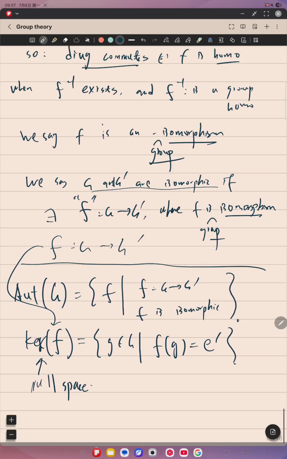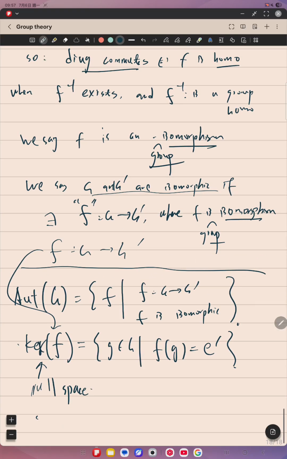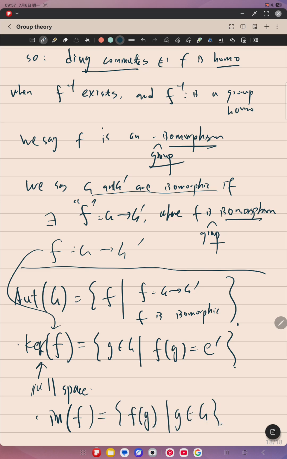And there's an idea called the image of f. It's the set of f of g where g belongs to G. Okay, so the kernel is a subset of G, and the image is a subset of G prime. So these three are common definitions. Okay, and very important.